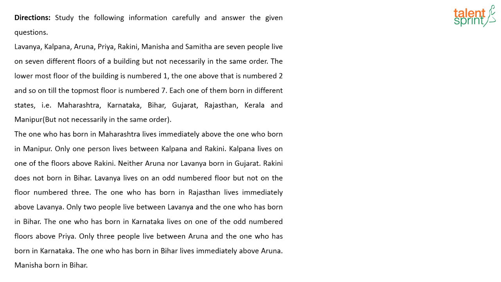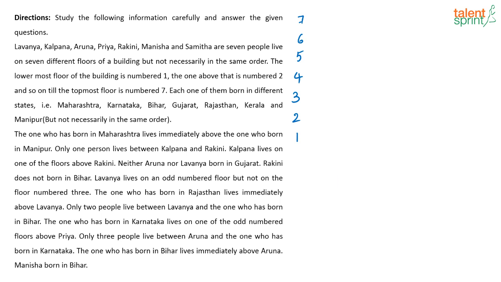What is given here? Lavanya, Kalpana, Aruna, Priya, Rakini, Manisha and Samita are 7 people who live on 7 different floors of a building, but not necessarily in the same order. The lowermost floor of the building is numbered 1, 2, 3, 4, 5, 6, 7. 7 floors are there. The one who is born in Maharashtra lives immediately above the one who is born in Manipur.